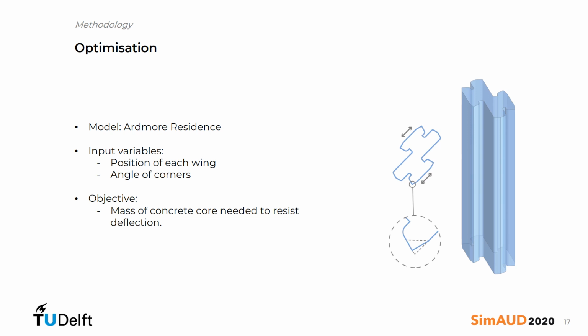And the optimization testing uses this model, that is the Ardmore residence model, with input variables controlling only geometric parameters, that is the position of each of the wings and the angle of the corners, and the specific objective would be the mass of the concrete in the core needed to resist the deflection of the initial model.